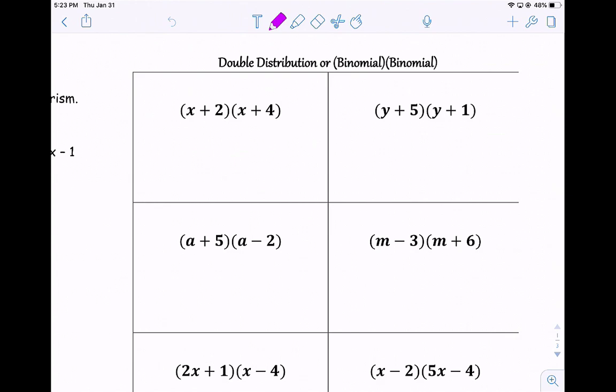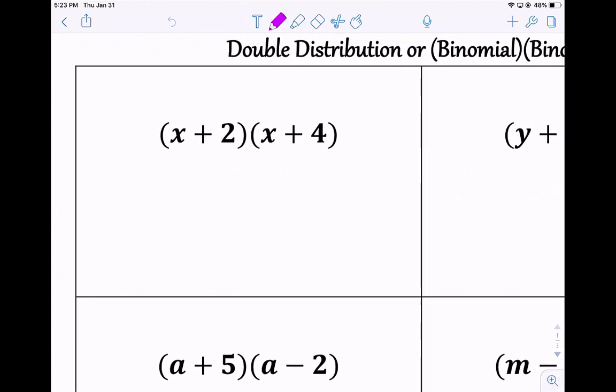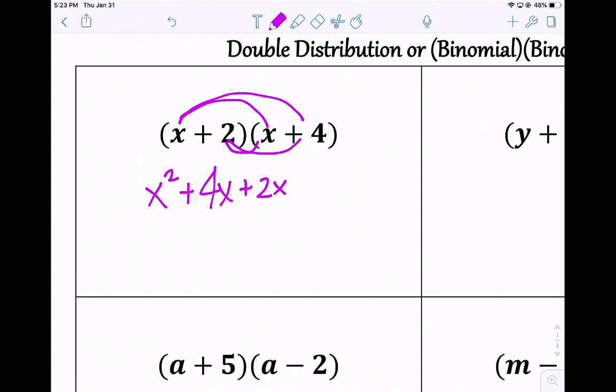So this is what that's going to look like. We're going to do x times x. So x times x is x squared. Then x times 4 is positive 4x. So we distributed x to both pieces. Now we need to distribute 2 to both pieces. So I usually write that under here. So 2 times x is going to be plus 2x. And 2 times 4 would be plus 8.